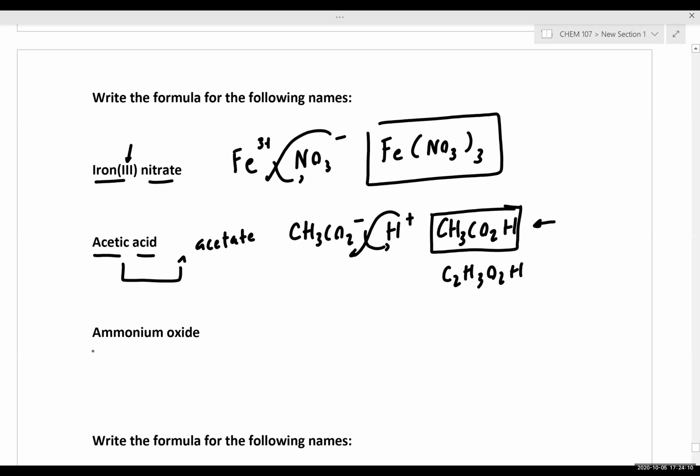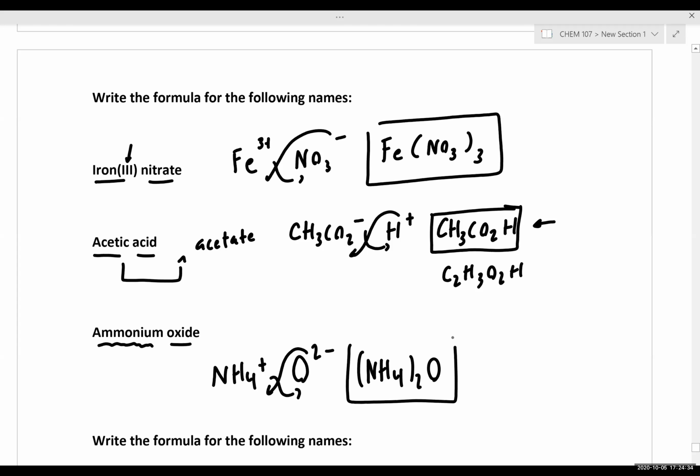In the next case, we have ammonium oxide. So ammonium, that's a polyatomic ion. So ammonium has the form NH4 plus. Oxide has the form O2 minus. We cross our charges, and that gives us (NH4)2O. So this would be the formula for ammonium oxide. Do these examples make sense to everyone so far?